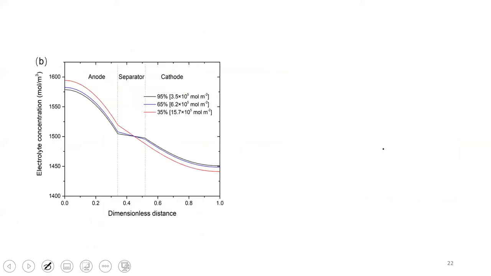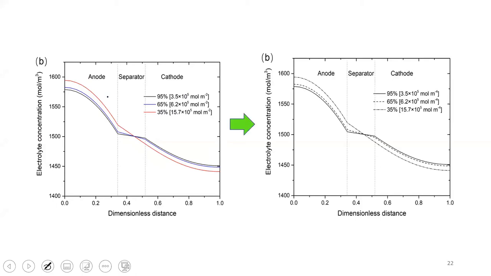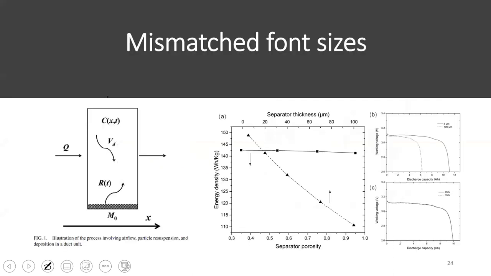Look at this one. When you print it out on black and white paper, you cannot tell the difference. So you use a dashed line, different line thickness, different line style. You can mix the font sizes.